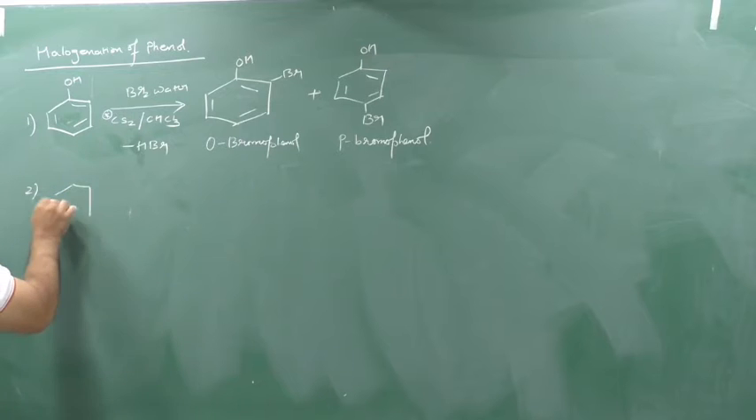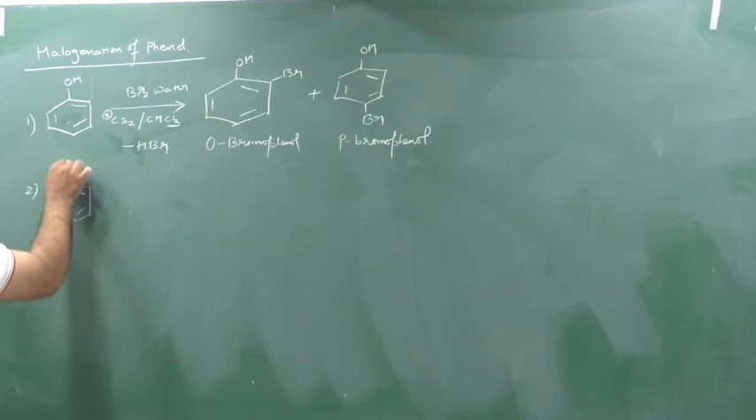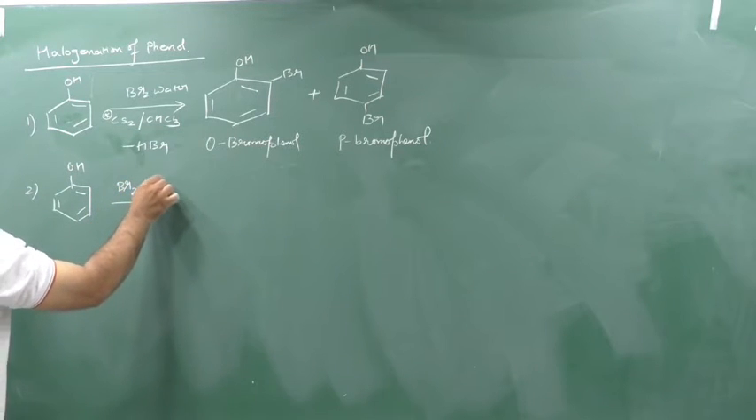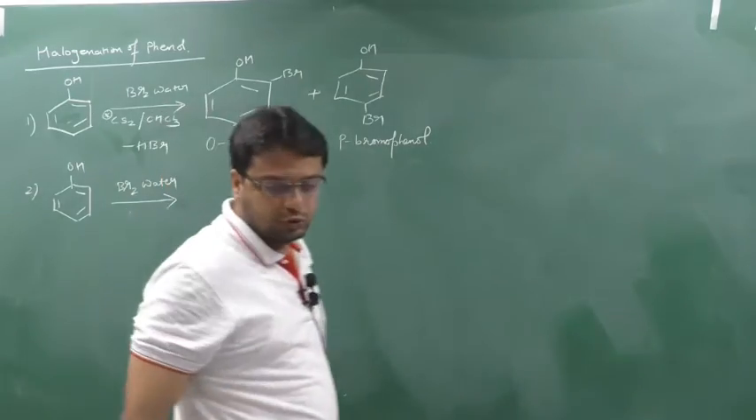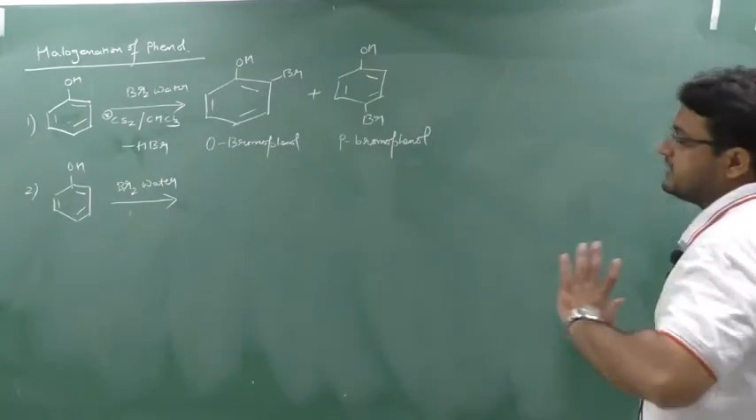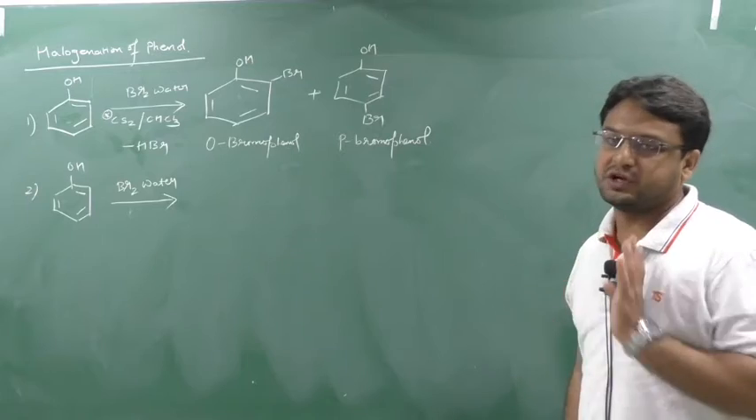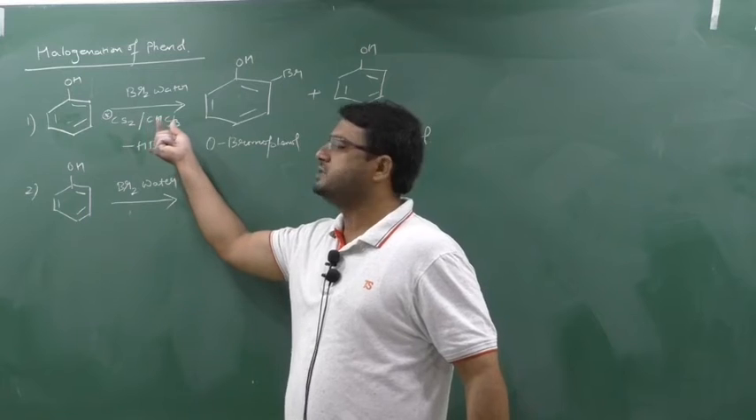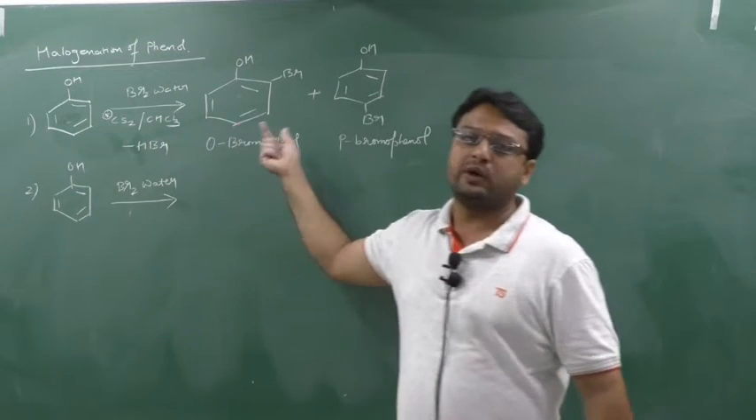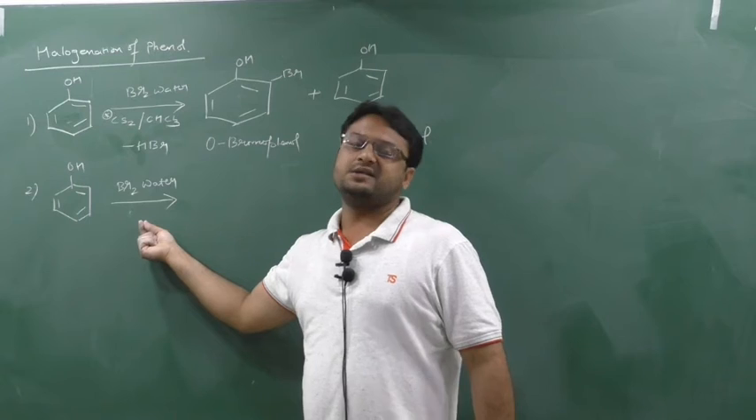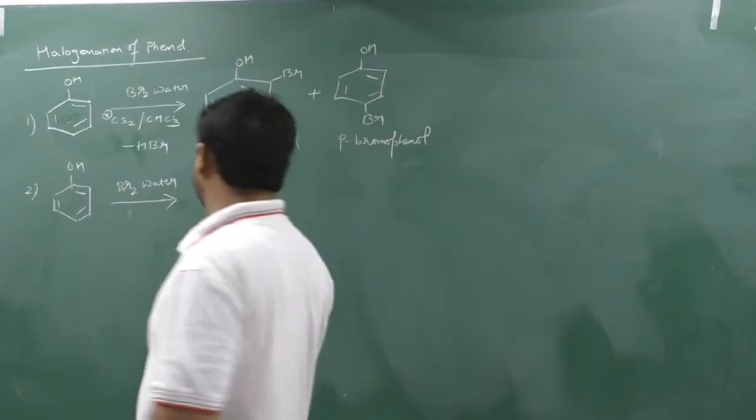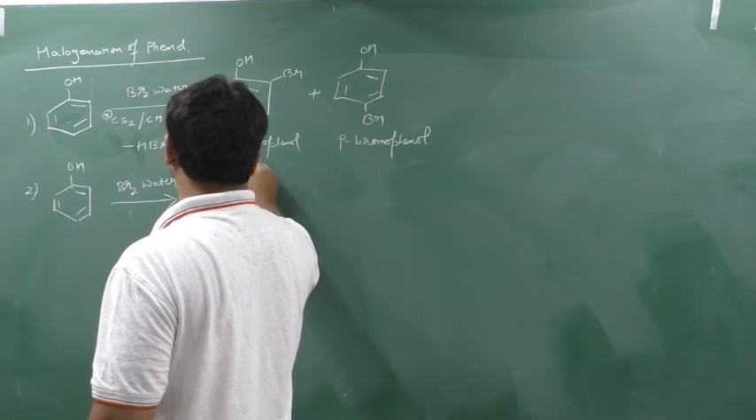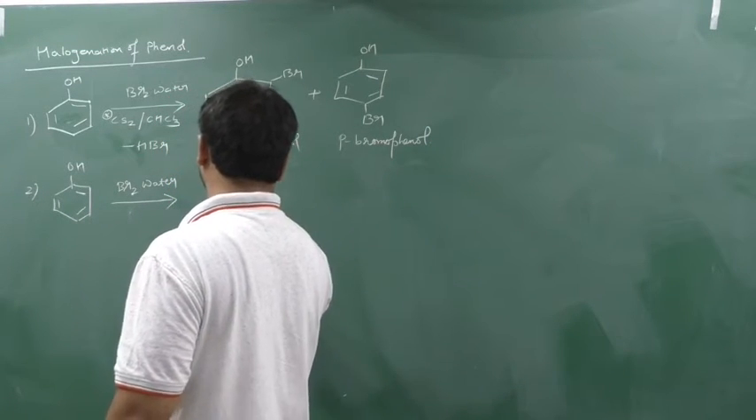Second case: if there is phenol and they have written only bromine water, and they have not written CS2 or CHCl3, it depends on this. If CS2 or CHCl3 is written, ortho and para will be generated. If CS2 and CHCl3 are not written, then you will get 2,4,6-tribromophenol. This you have to understand. This is very important. A number of students make a mistake here. This you have to remember.